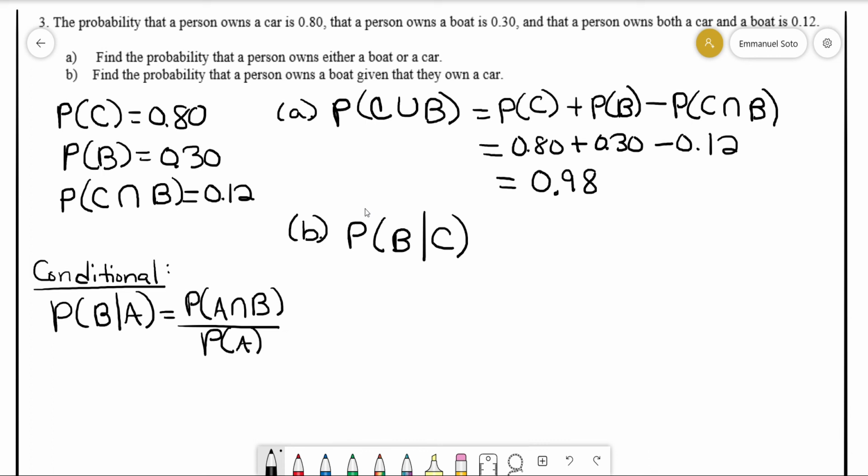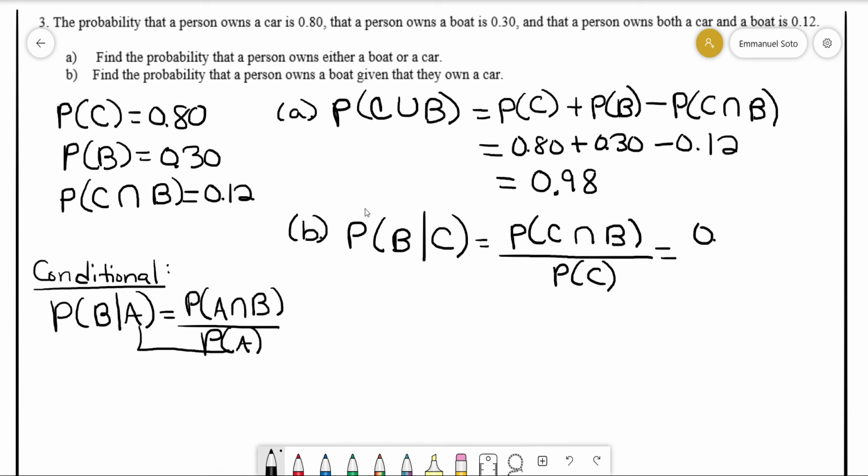In this case, we're going to be doing the probability that they own both, so B and C, or C and B, same thing. I'm going to rewrite it as C and B just so that it matches up with what the formula says, even though it doesn't matter how you write it, over the probability of C. It's always the second letter. Notice that it's the second letter here. So the probability of this is 0.12 over the probability of C, which is 0.80.